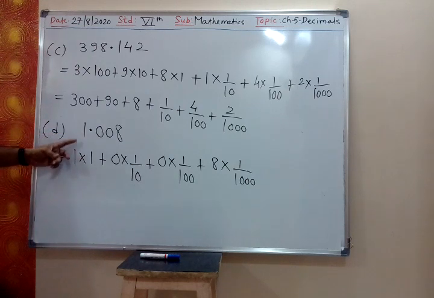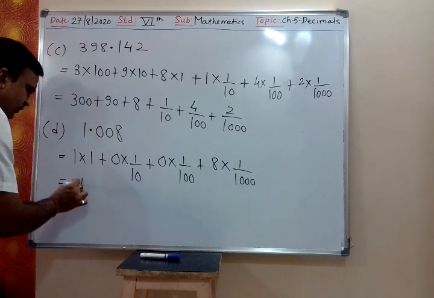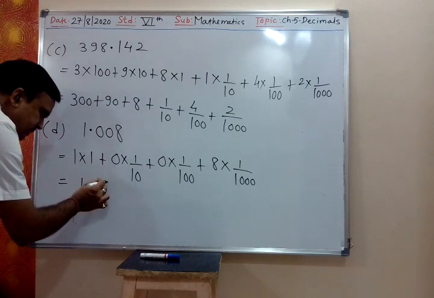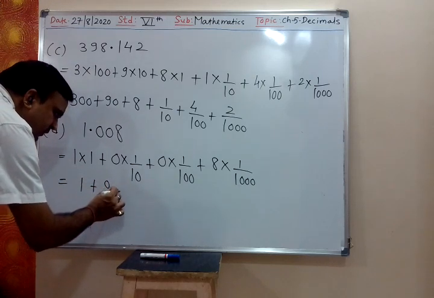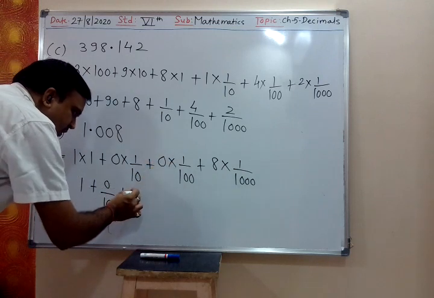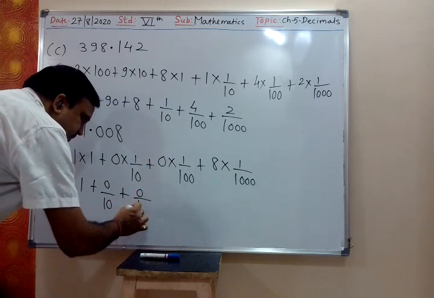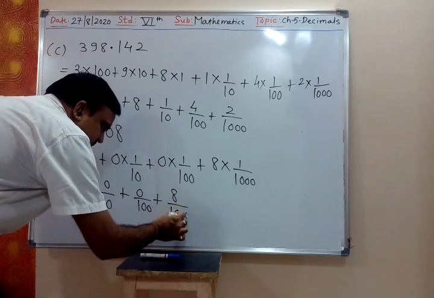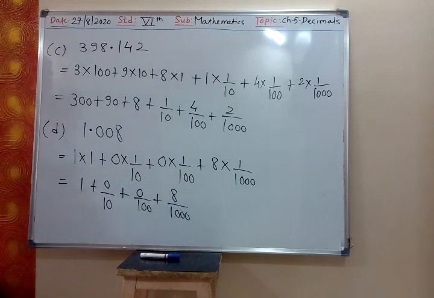Position of 1 is ones. So 1 into 1, 1 plus, see here, 0 into 1 upon 10 will be 0 upon 10, plus 0 into 1 upon 100 will be 0 upon 100, plus 8 upon 1000. My dear, 0 into 1 will be 0, no? 0 multiplied by any number is 0.